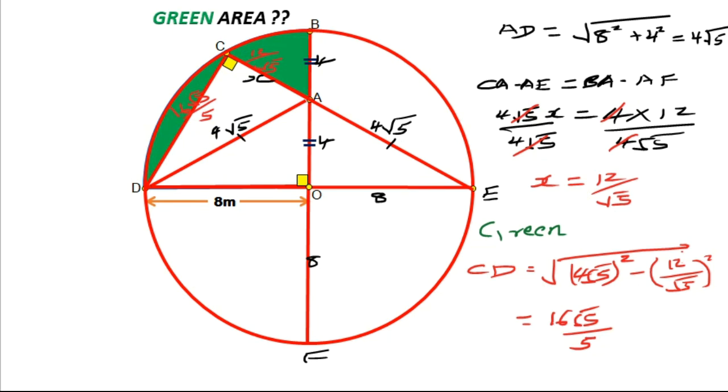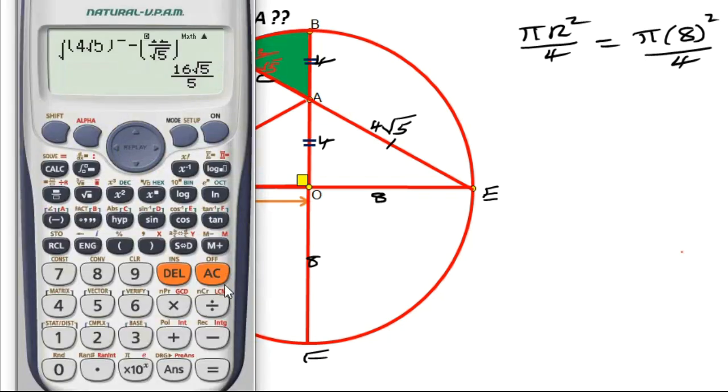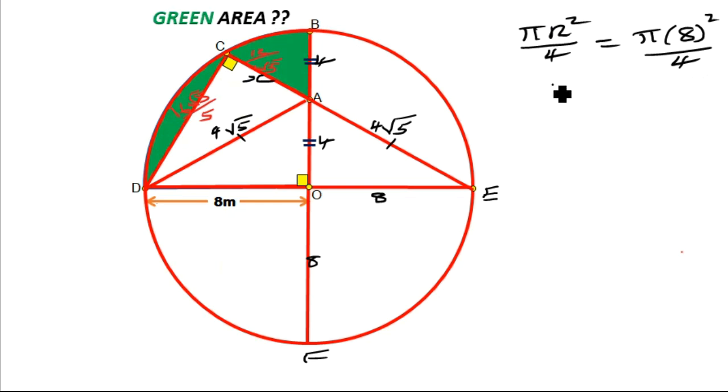Now, having found all the lengths, we can now get the green area. How do we get the green area? You start with the area of the quadrant ODCB. The area of the quadrant will be pi r squared divided by 4. And remember, radius is 8. So that is pi into 8 squared over 4, and you get the area of the quadrant is 16 pi.